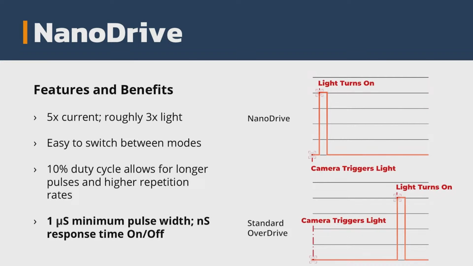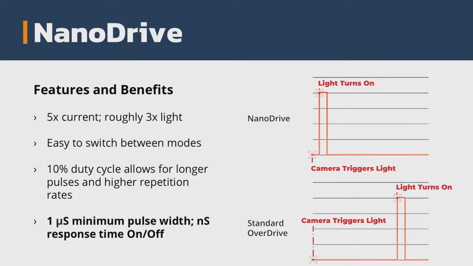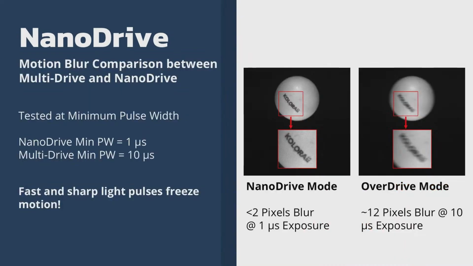So the features and benefits of NanoDrive: you still get the same 5x current, 3x light as you do in our other types of overdrive, and easy to switch between the modes. You still get the longer 10% duty cycle as well, but the main benefit with NanoDrive is we get 1 microsecond minimum pulse widths, and we get nanosecond response time for turning the light on and off.